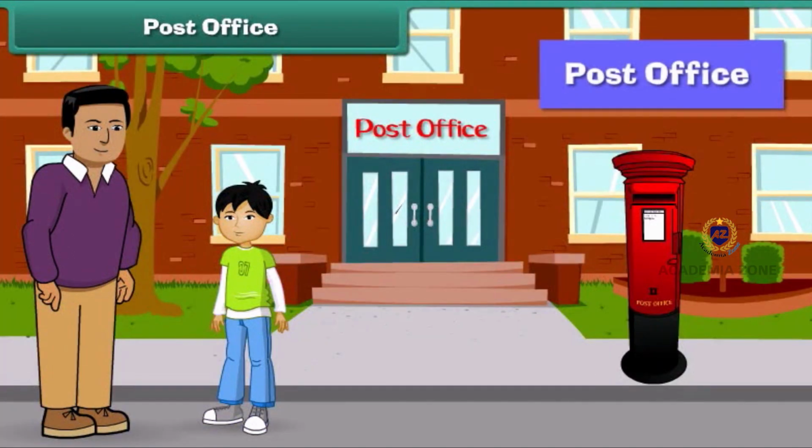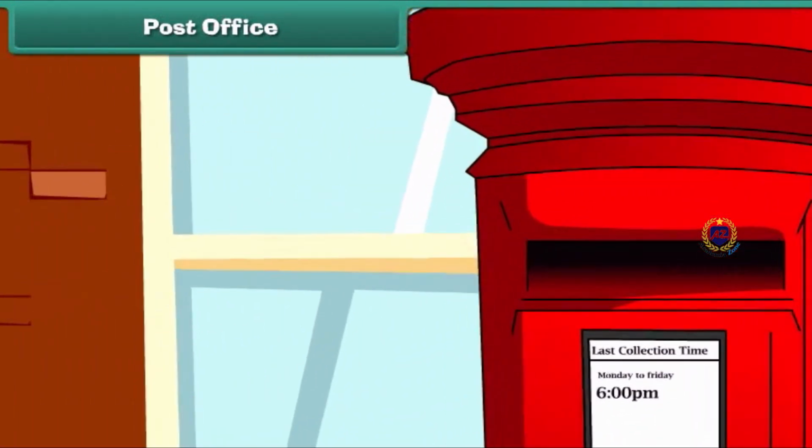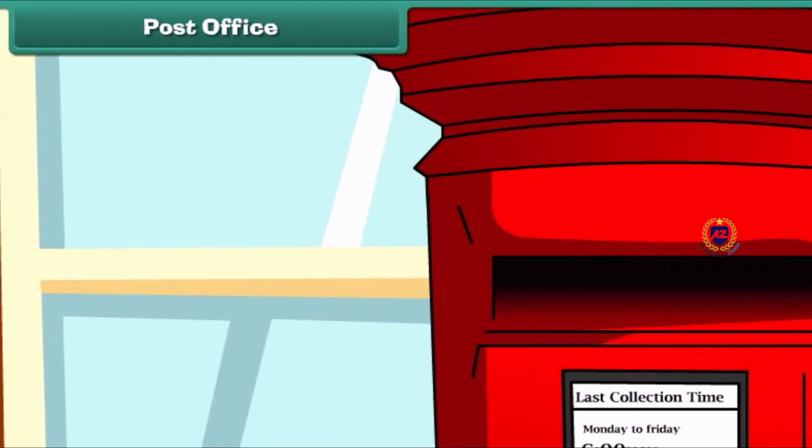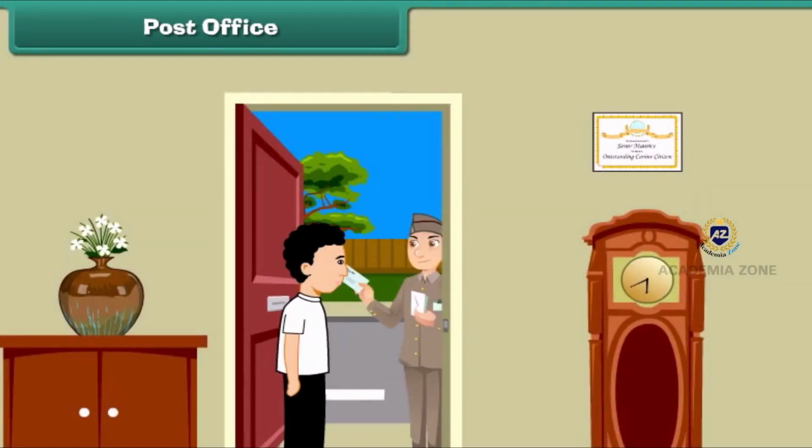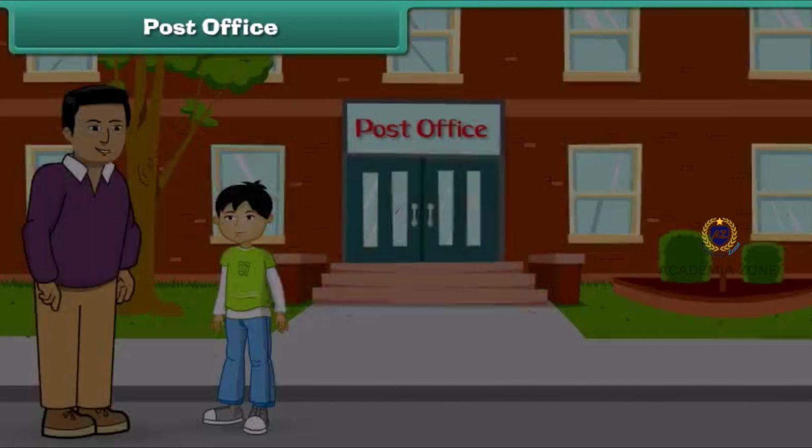This is the post office. People drop the letters in the letter box from where they go to the post office. From the post office, the postman collects these letters and brings them to us. Now let's go ahead.